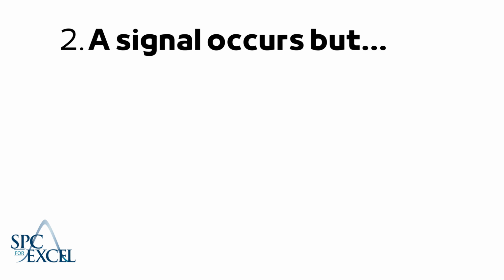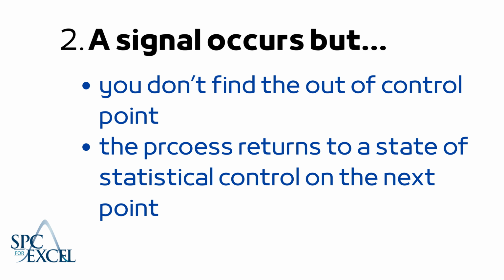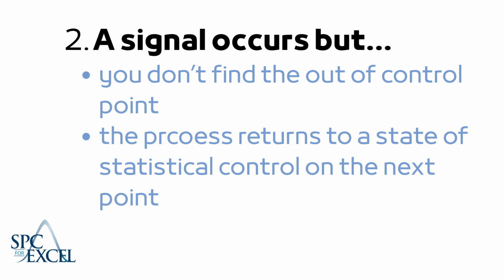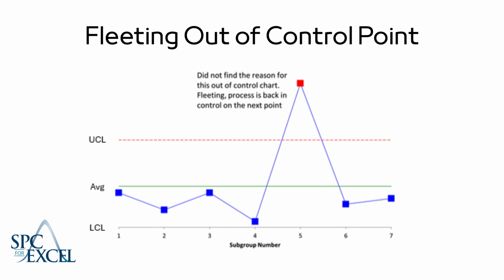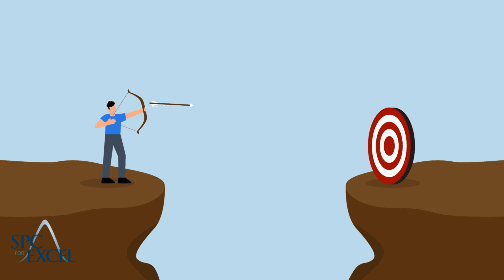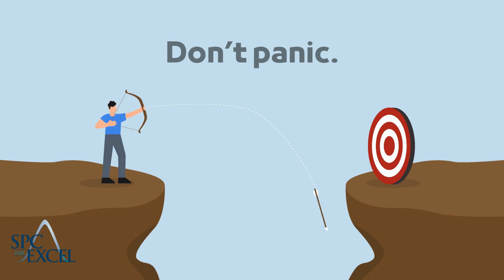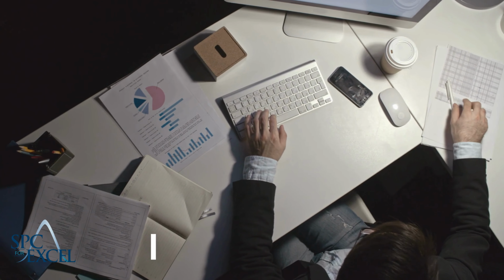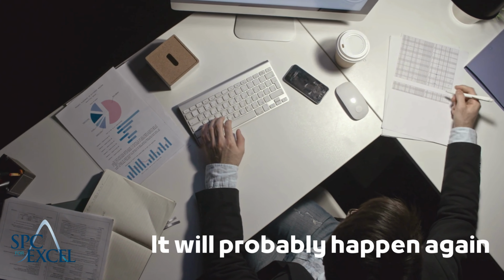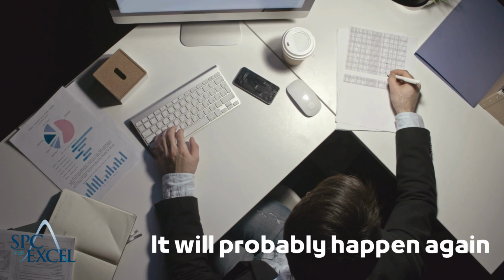The second type of signal is a little more frustrating. You see the signal, so you investigate, but you can't find anything. Then, by the very next data point, the process is back to normal. This is what is called a fleeting special cause. Something unusual happened, but whatever caused it is already gone. While you missed the opportunity to identify it this time, don't panic. If it's truly a reoccurring issue, there's a good chance it will happen again, giving you another opportunity to investigate.